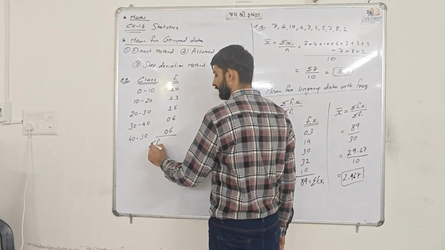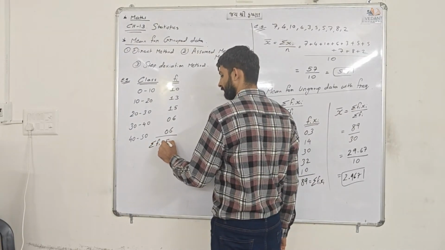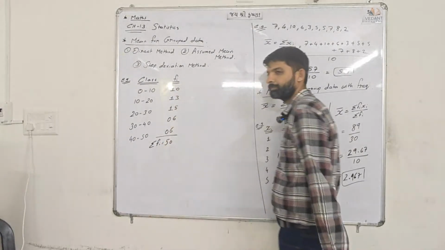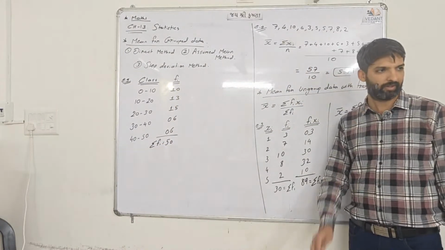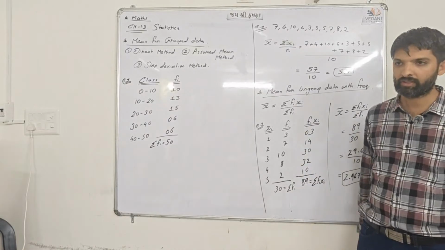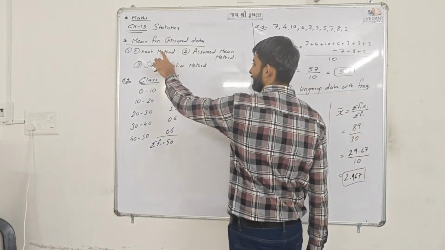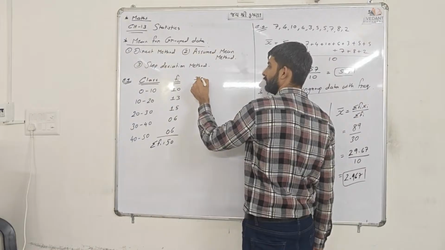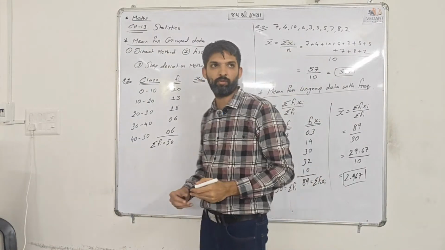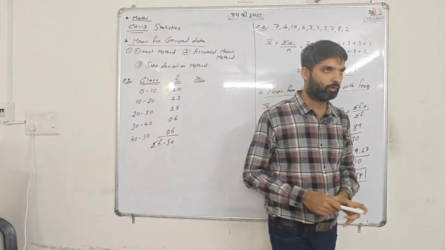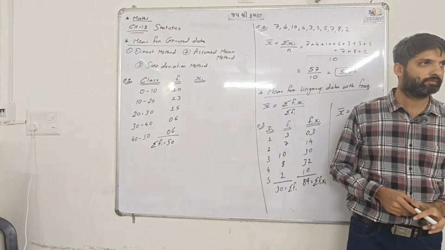So what is the value of sigma fi? That is 50. That is the total number of students in the class. Now for direct method, you need to find out the value of xi.